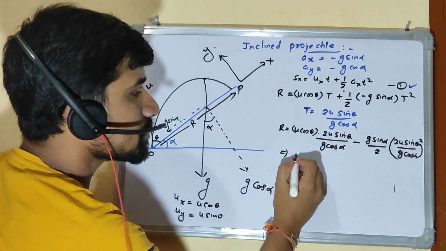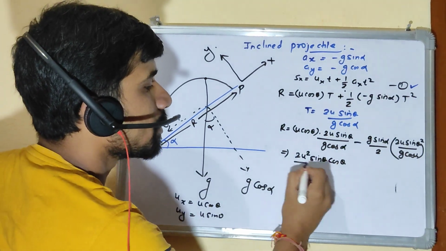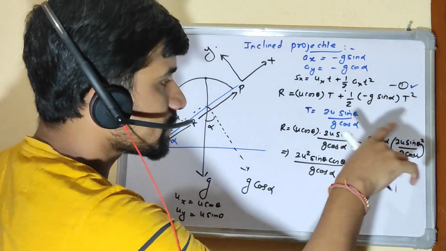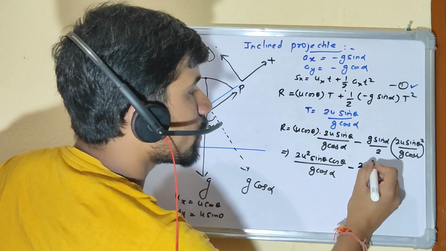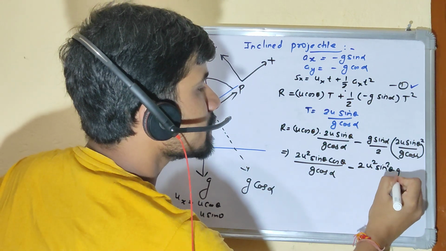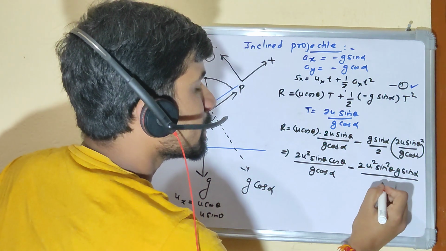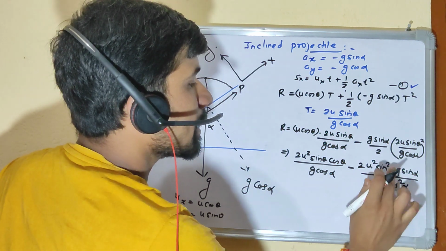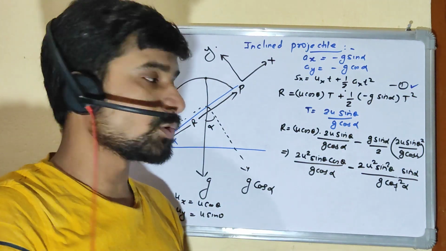This becomes 2u square sine theta cos theta by g cos alpha minus, if I calculate this particular expression, 2u square sine square theta g sine alpha by g cos square alpha, something like that. I can remove this g and put as 1g here, g cos square alpha, right? This is my whole expression.